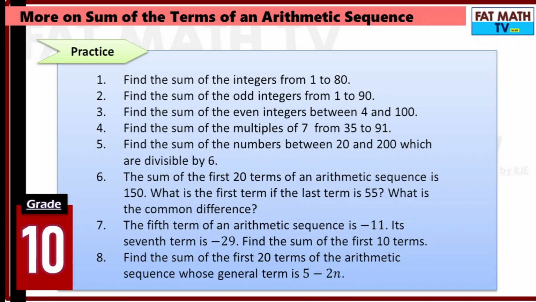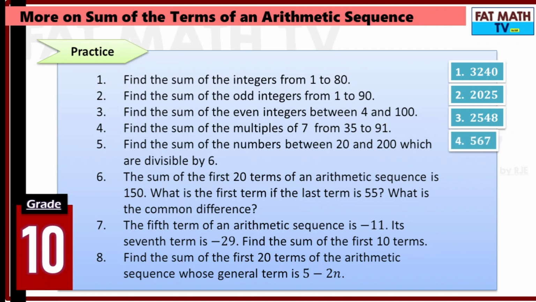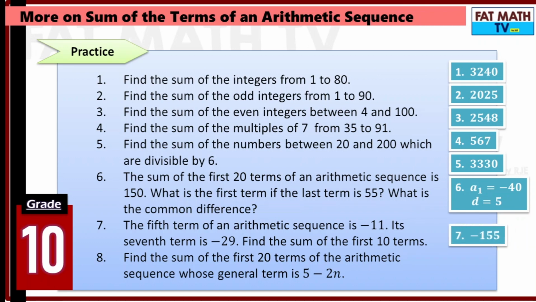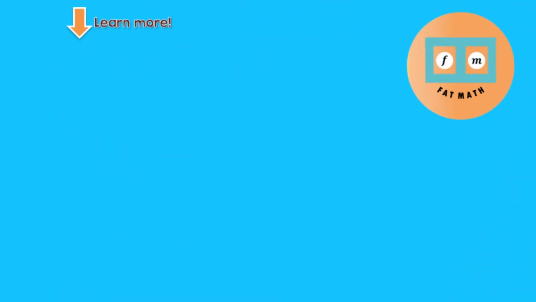Let us check. Number 1, 3,240. Number 2, 2,025. Number 3, 2,548. Number 4, 567. Number 5, 3,330. Number 6, the first term is negative 40 and the common difference is 5. Number 7, negative 155. And lastly, number 8, it's negative 320.